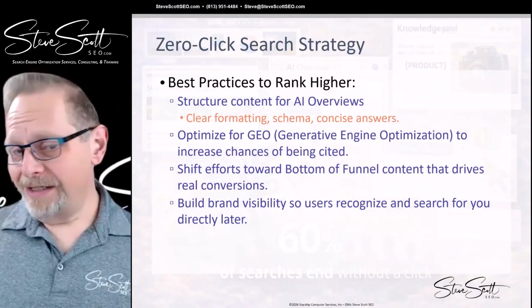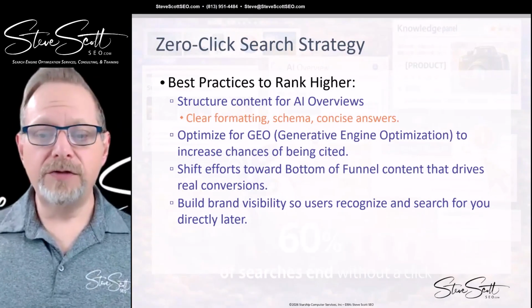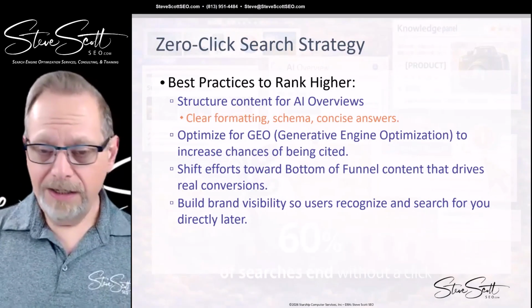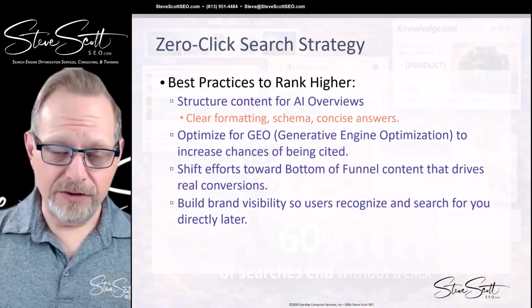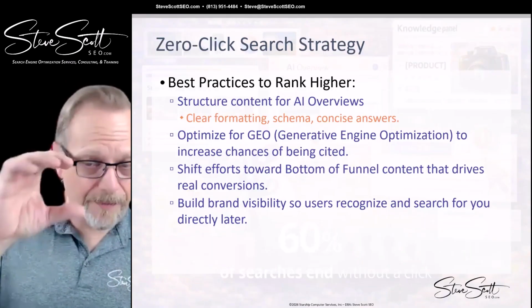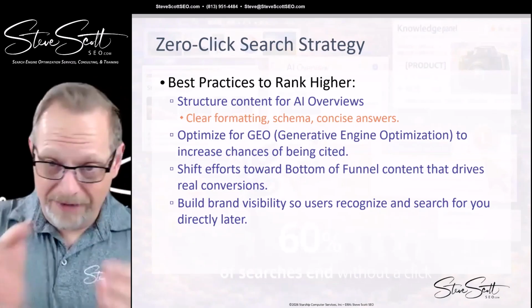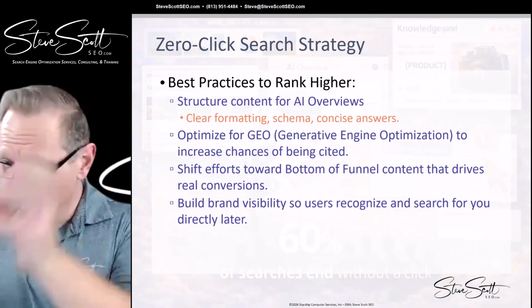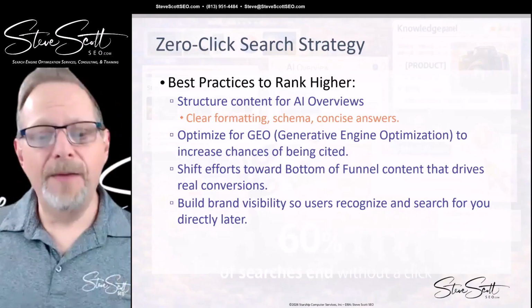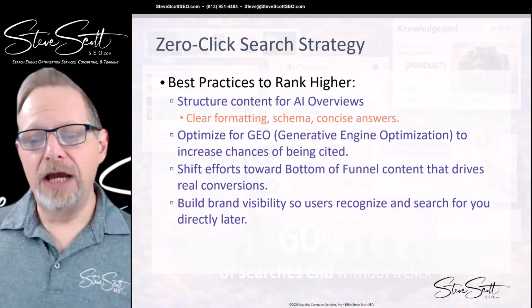Now, what are your best practices here? Well, you've got to structure your content for those AI Overviews. Clear formatting, schema, concise answers, right? We saw that concise answer at the top of that AI Overview for changing a tire. Kind of just a comma list with just do this, do this, do this, do this, done. Got to optimize for GEO, right? To increase your chances of being cited.